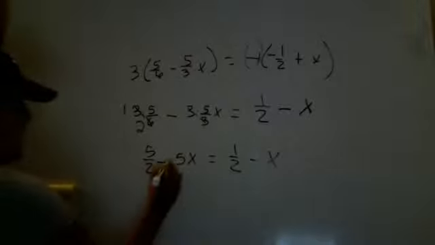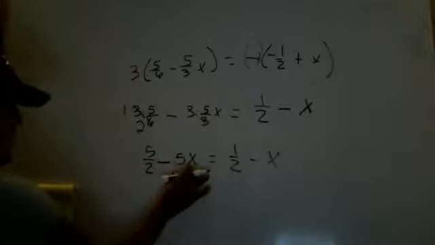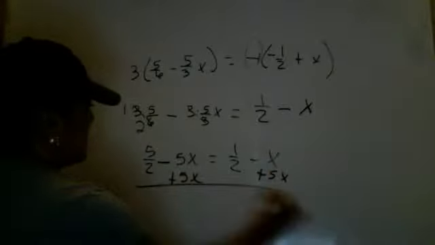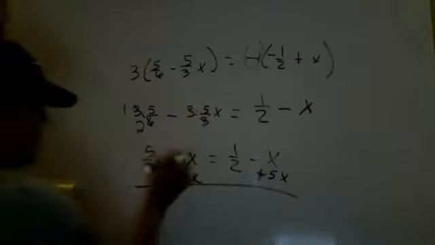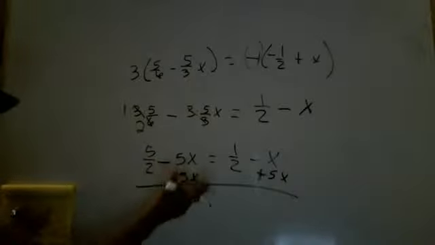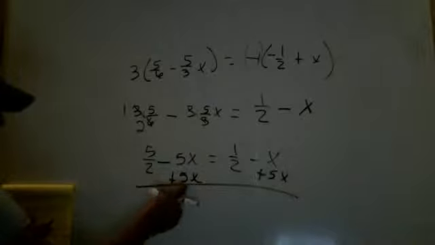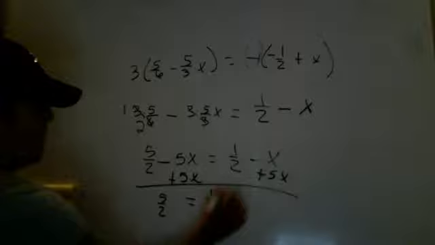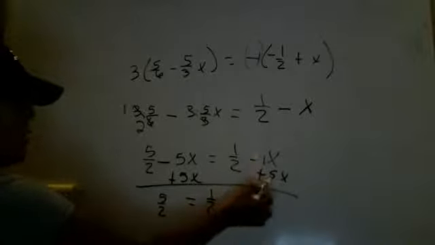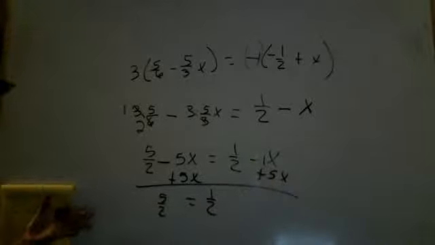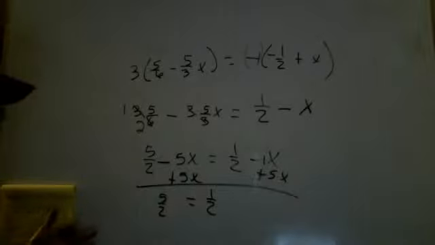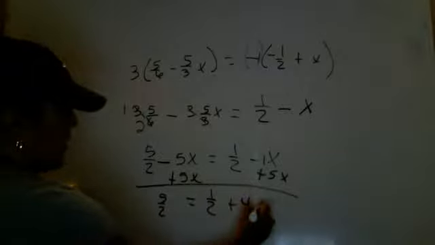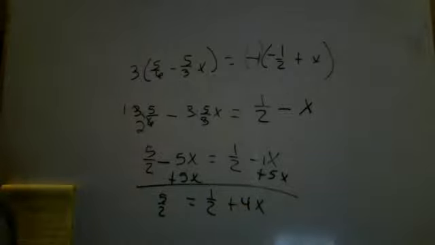I'm going to take the one with the biggest coefficient. This is a negative 5x, so to eliminate this variable from this side, I'm going to add 5x to both sides. So I simply have 5/2, because remember, anything plus its opposite is 0. Negative 5 and 5 is 0, equals 1/2, and here you have the same like terms. You have a negative 1 and a positive 1. Integer rules: different signs, find the difference, and keep the sign of the bigger number, which is 4. So this is plus 4x. Now we've eliminated the variable from one side.